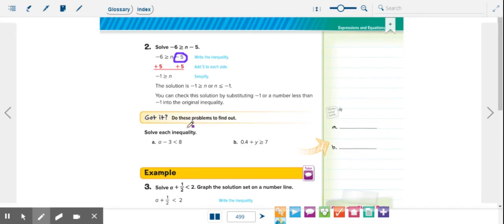Let's work through some of the got it problems together. A minus 3 is less than 8. So we're going to circle the part we're changing. Circle minus 3. The opposite of minus 3 is plus 3. So we are going to add 3. 8 plus 3 equals 11. Bring down your variable a. And instead of an equal sign in the middle, we're going to put a less than symbol. That's our answer. a is less than 11.